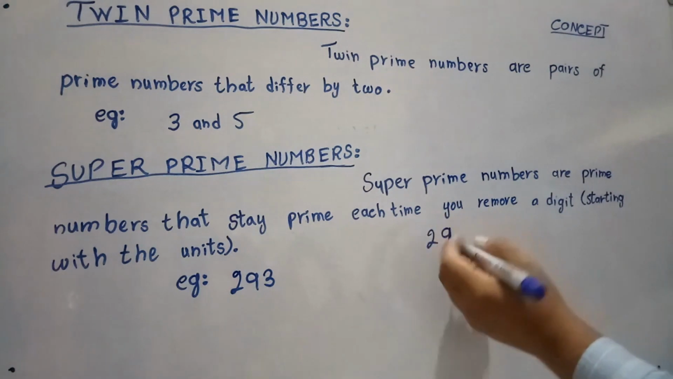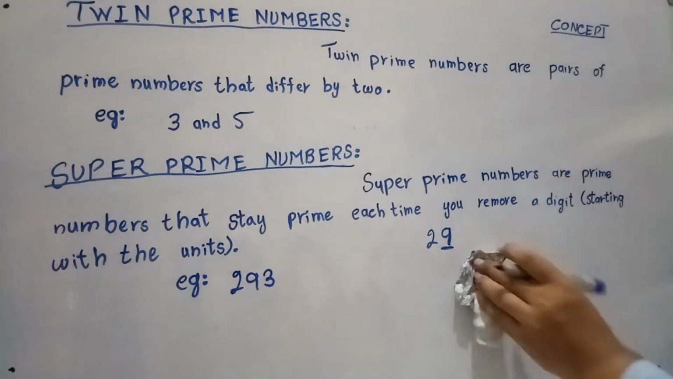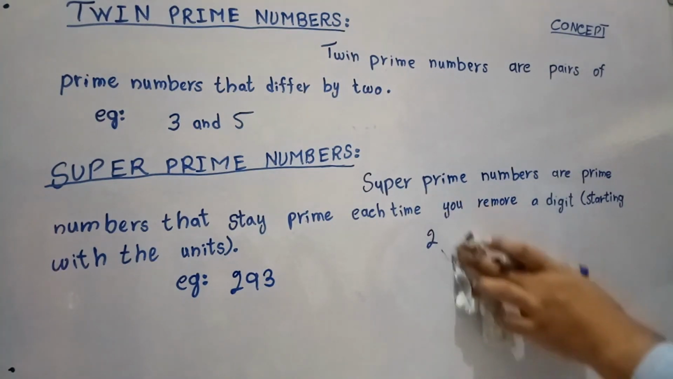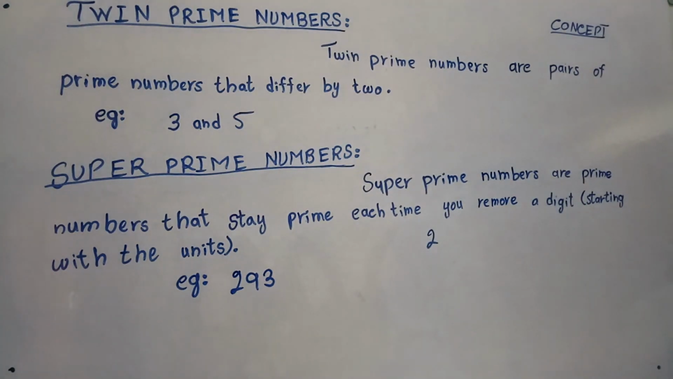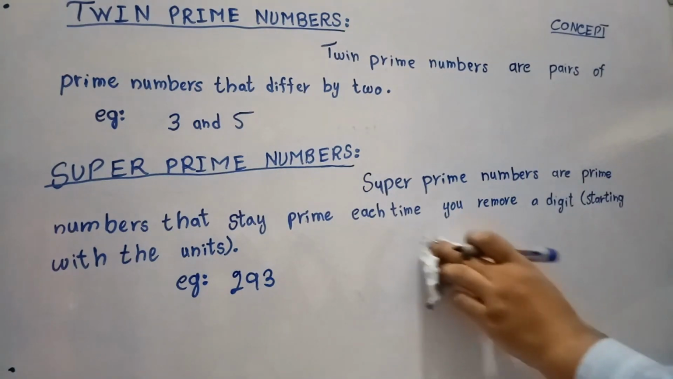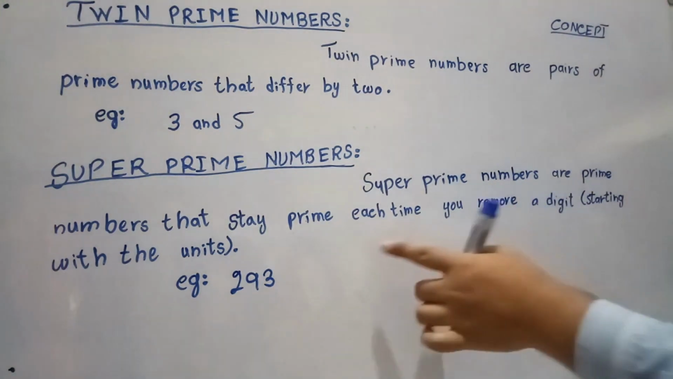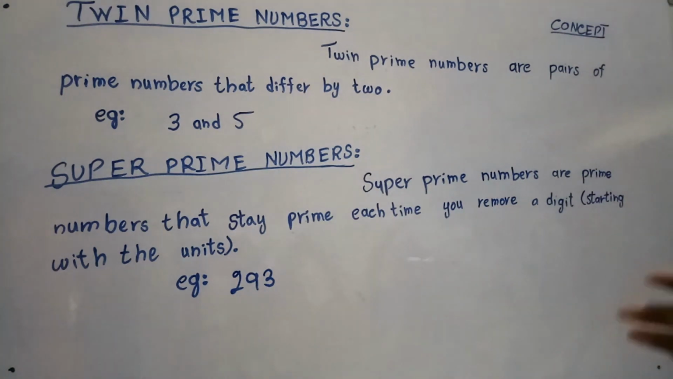Alright. And if now I remove the digit from the units, which is 9 here, we are only left with 2, which is also a prime number. All right, so I can say that 293 is a super prime number, because each time I remove one digit from the unit side, it remains a prime number. Alright, so that is super prime numbers. Now I have given you the concept. Now we will see some questions about twin prime numbers and super prime numbers.